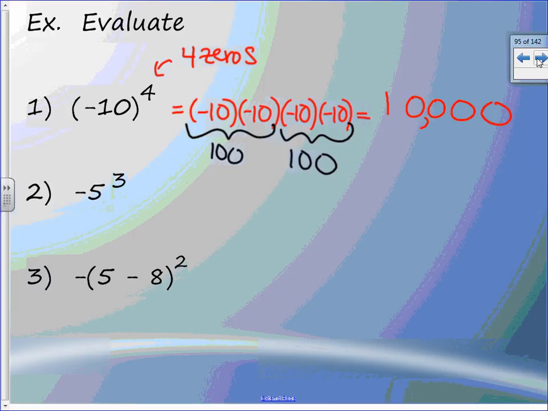How about -5 cubed? What is that evaluated? Brennan? How's it written out? Good job. Okay, so this is negative, and then 5 times 5 times 5, because you don't have a parentheses around the -5. Okay, and Nate, you have an answer? It's -125. Good. -125.